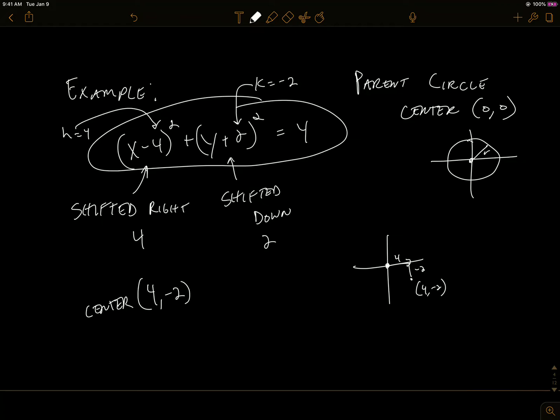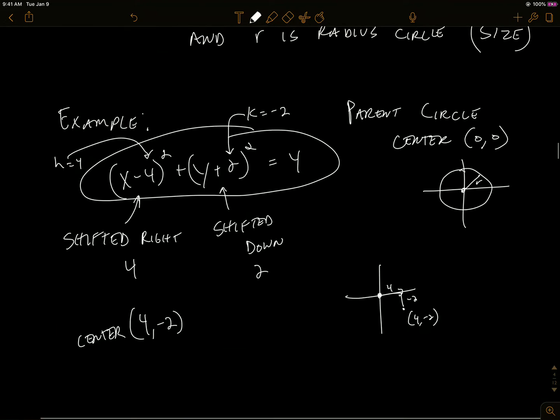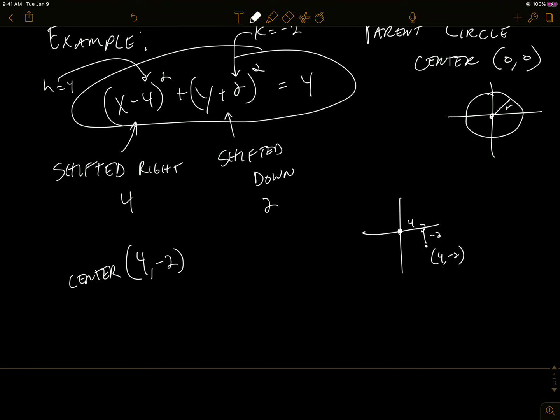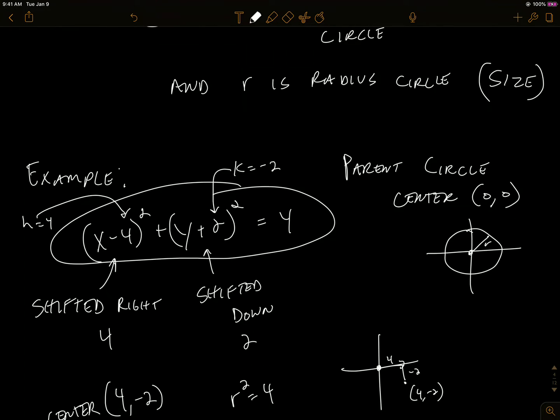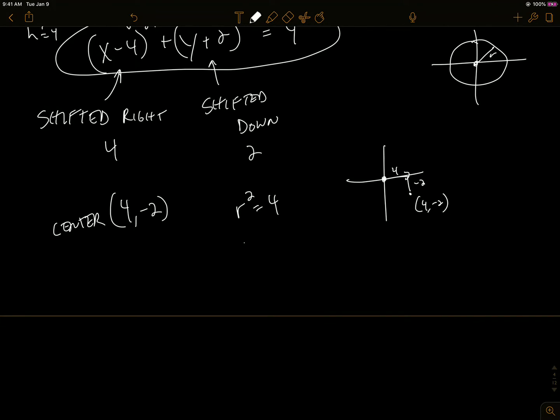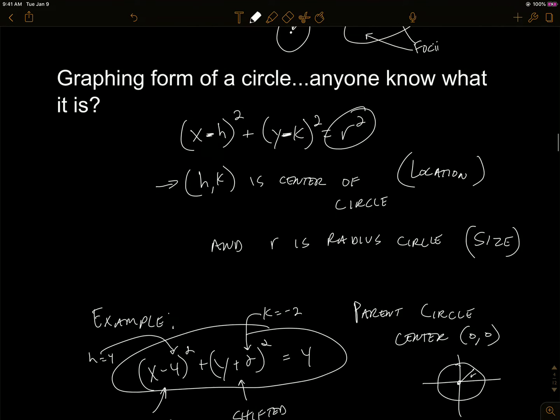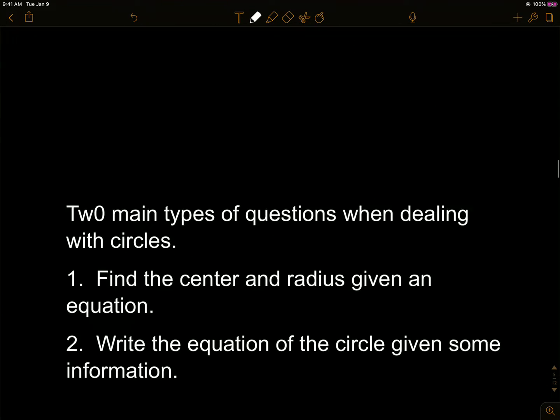Again, this is kind of a refresher from geometry, refreshing what we learned in geometry. And then 4 is equal to r squared, because the formula says it's equal to r squared. So if r squared is 4, I can square root both sides and get r is the square root of 4, so r is 2. So I can have the center and the radius given this graphing form, okay?